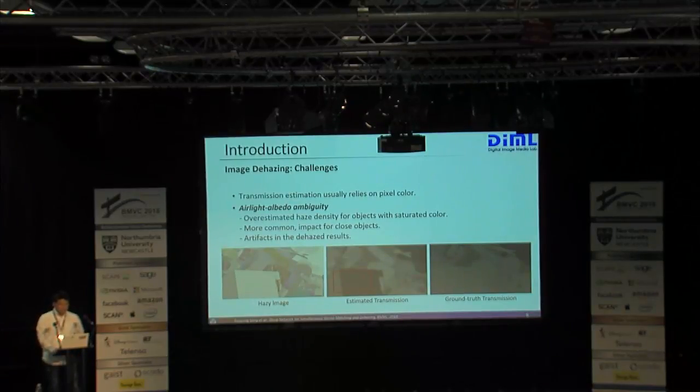To continue, transmission estimation usually relies on the pixel colors as haze results in saturated color. And there frequently happens a phenomenon called air light albedo ambiguity. It is a phenomenon in which haze density is overestimated for the objects with saturated color, disregarding the actual haze level. This ambiguity is more common and has more impact for close objects and results in artifacts in the dehazed result.